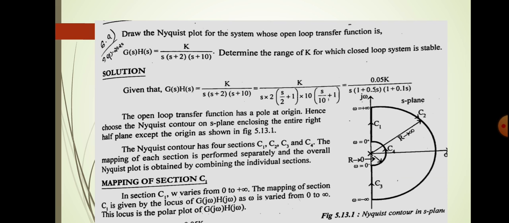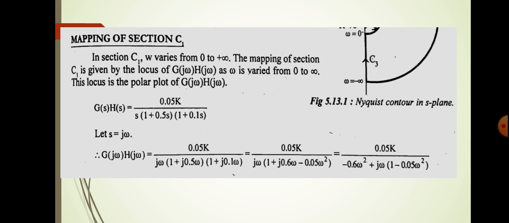Suppose that the Nyquist plot in the G of S and H of S plane crosses the real axis. That means its imaginary part value will be equal to 0, right? When we have a rectangular axis and a rectangular form, when a curve crosses the real axis, that point represents the real part only. There is no imaginary term in this point, right? When it crosses the real axis, the imaginary part will be equal to 0.